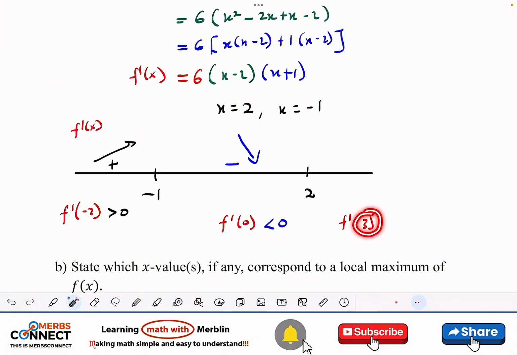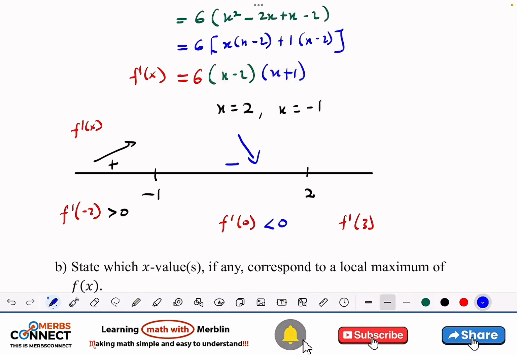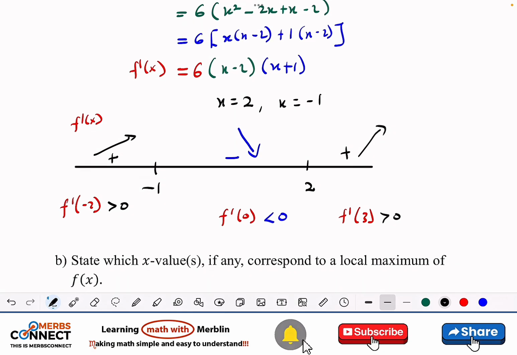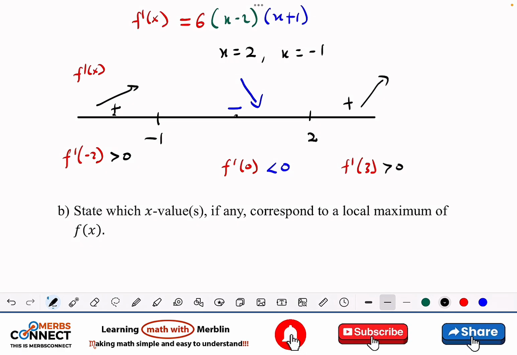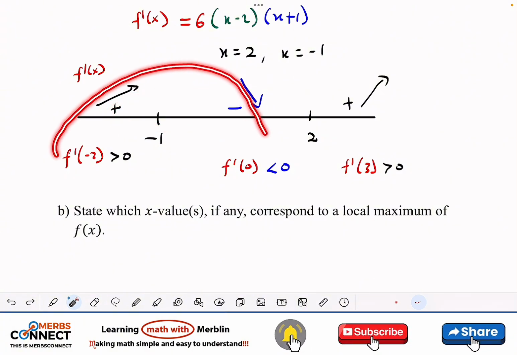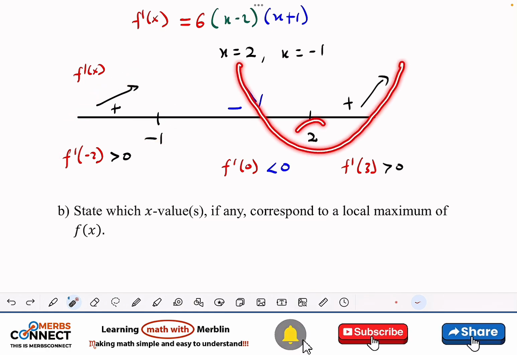Let's look at the last one, 3. 3 minus 2 is positive and 3 plus 1 is positive, so positive times positive is positive, greater than 0, and the function is going up. So it's quite interesting to see positive, negative. When I see positive to negative, I know there will be a maximum, here at negative 1, and there will be a minimum at 2.